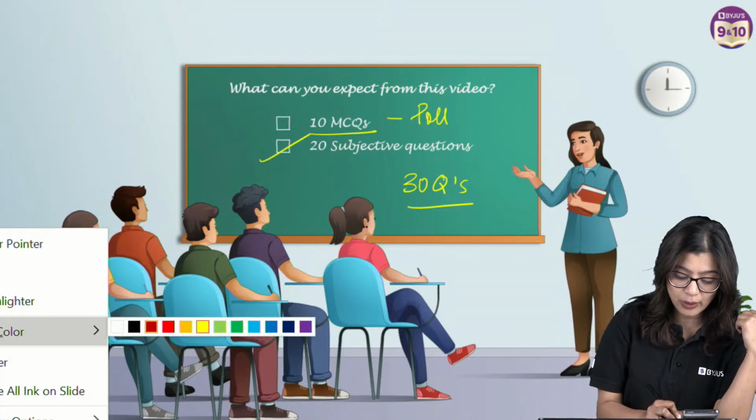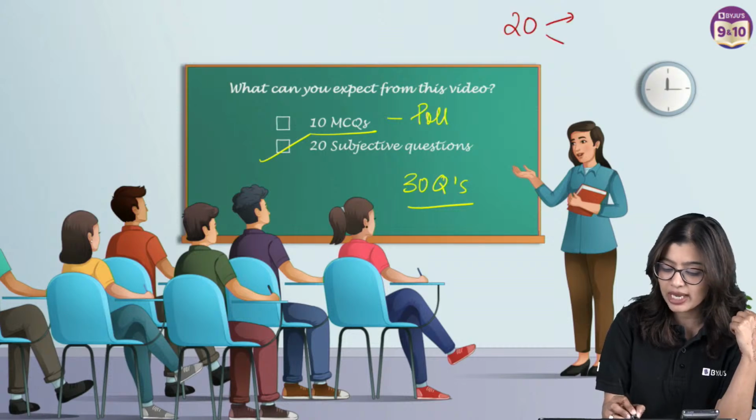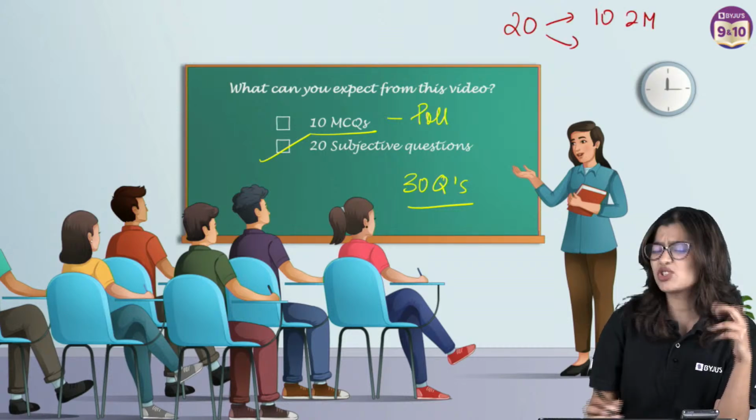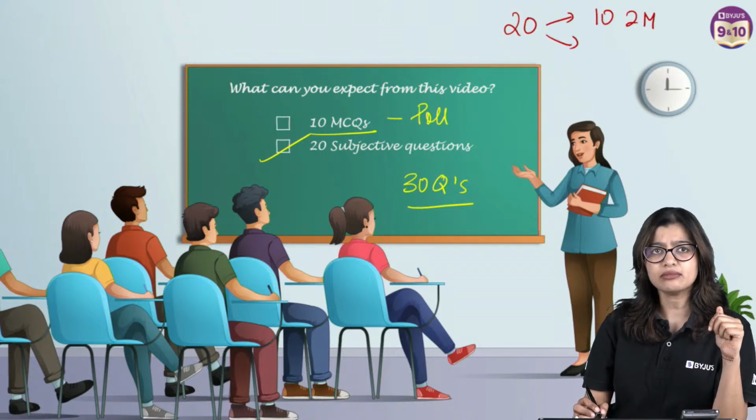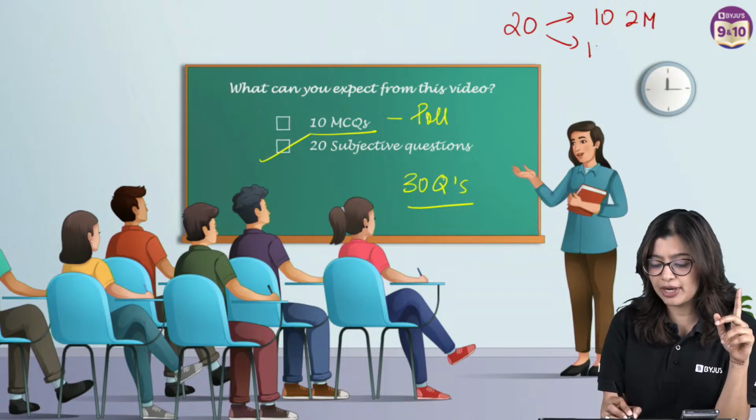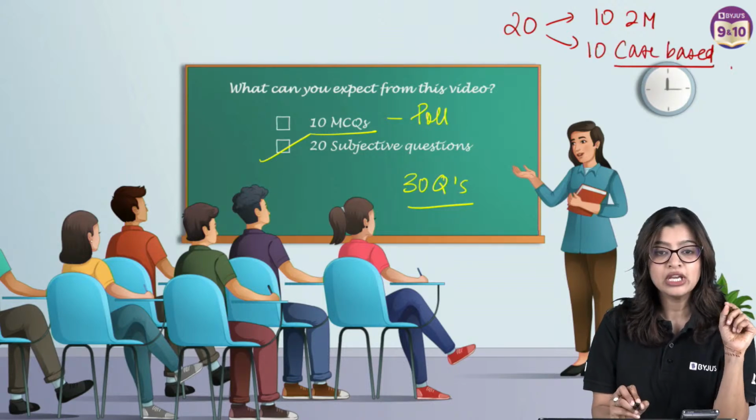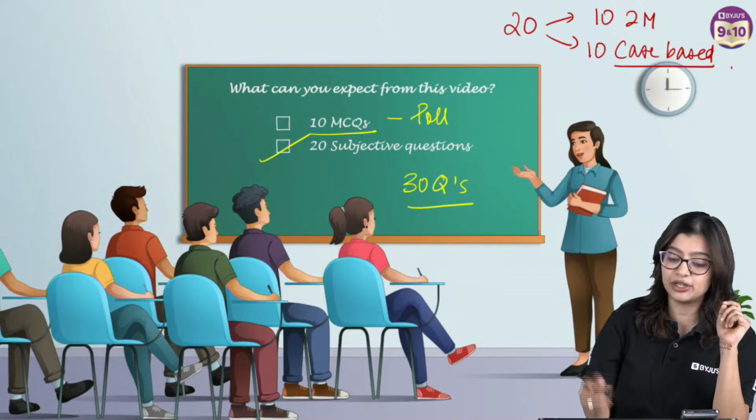Out of the 20 subjective questions, we are going to be doing 10 two-markers. So they're going to be easy ones, right? While on the other hand, we will be doing 10 which are going to be case-based and long answer format questions. So this is how we are going to be doing it today.